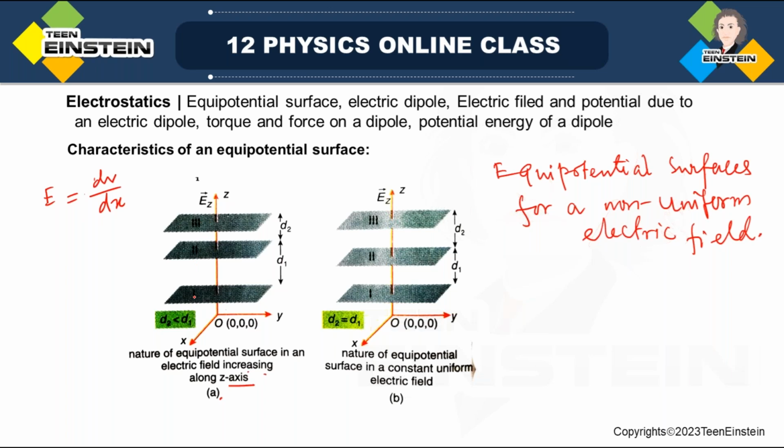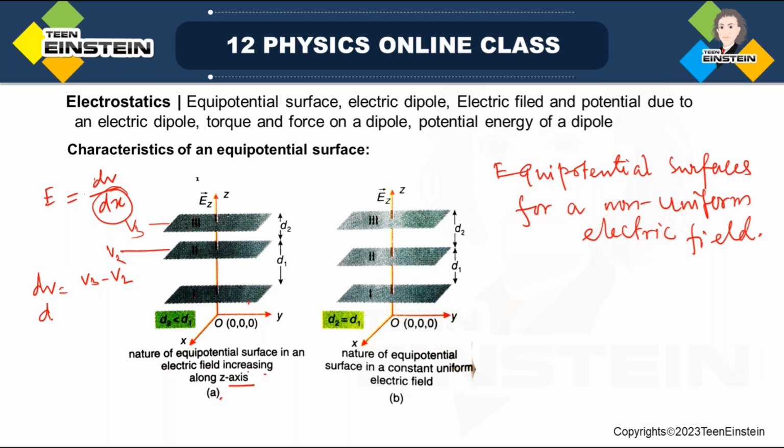See the equipotential surfaces 1, 2, and 3. The distance between equipotential surfaces 1 and 2, this distance D1, is much larger than D2. So where is the electric field stronger, in between this or here? This can be obtained from here itself. There is a change in the potential dV. So V3 and V2. What is dV? dV is V3 minus V2.